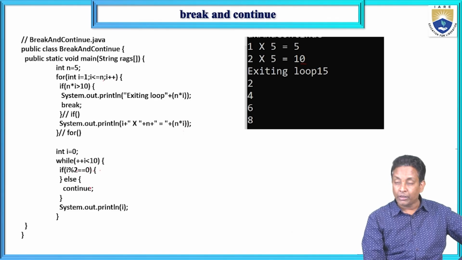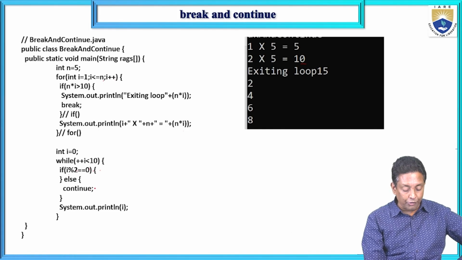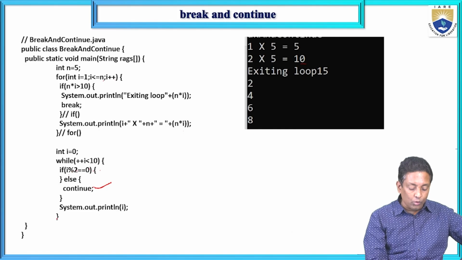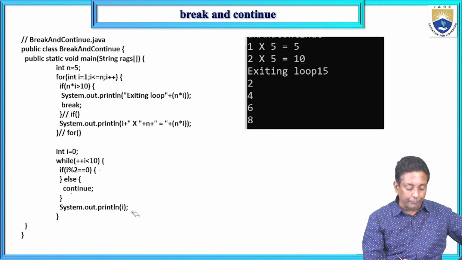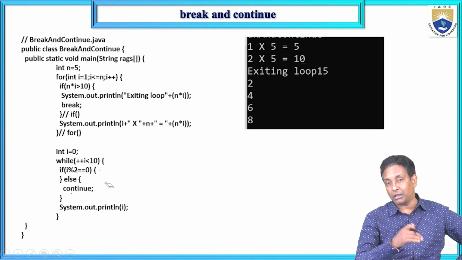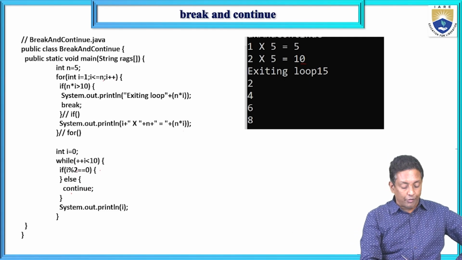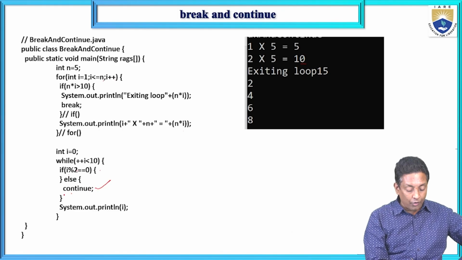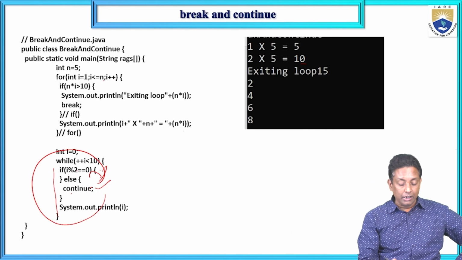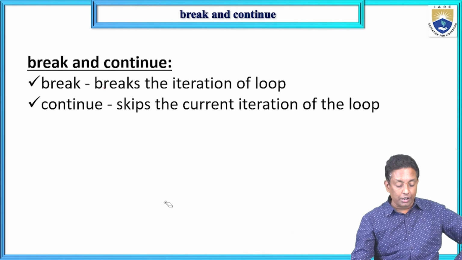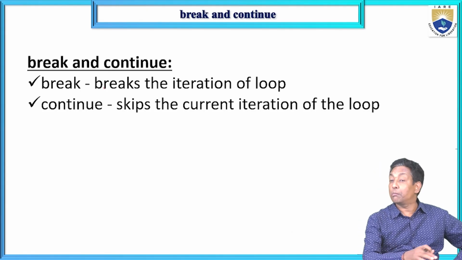Else, if it is an odd number, continue means that the current iteration will be skipped. If an odd value comes, because of this continue the loop will skip the iteration so that this statement will not be printed. That is how only for the even numbers the value is printed. For the odd values, because of the continue statement, the loop is skipping. Once continue is encountered, whatever logic you write inside the loop will be skipped and the loop will iterate one more time. That's why continue skips the current iteration of the loop, and break breaks the iteration of the loop.